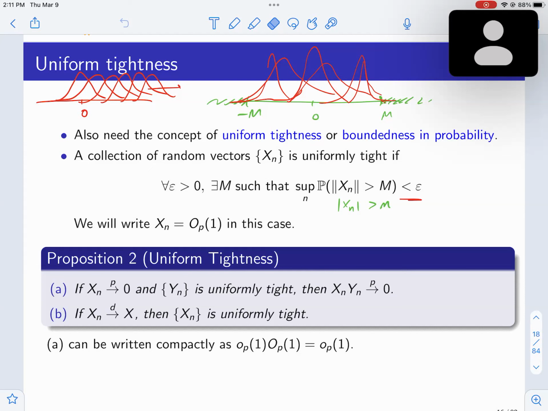And then the idea is that convergence in distribution implies uniform tightness, but not vice versa in general. And that if a sequence converges in probability to zero, and another sequence is uniformly tight, then the product converges to zero. So this tightness is written as big O_P(1). And so we can compactly represent the first statement as little o_P(1) times big O_P(1) is equal to little o_P(1).